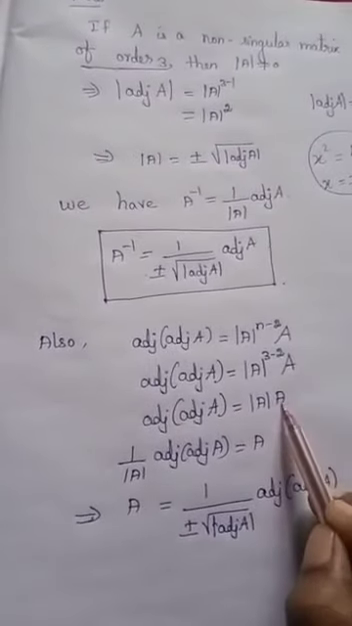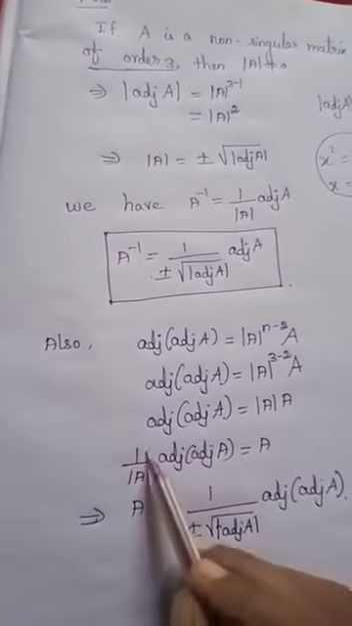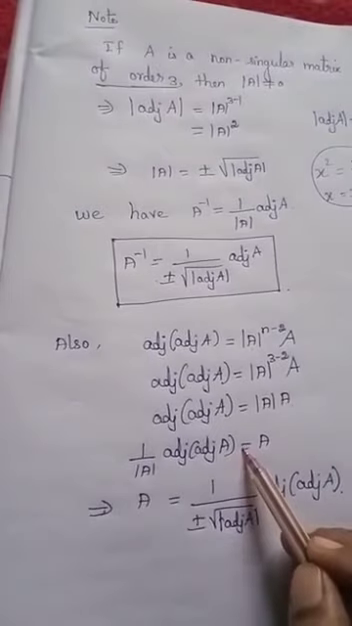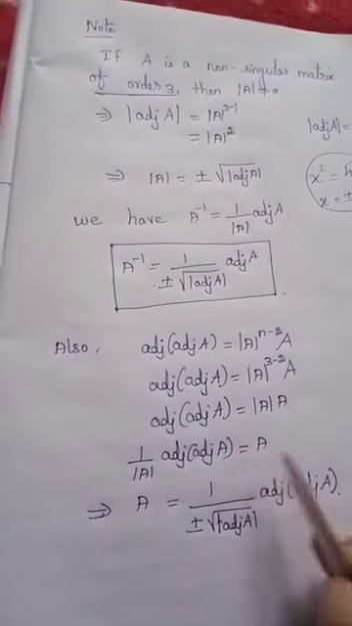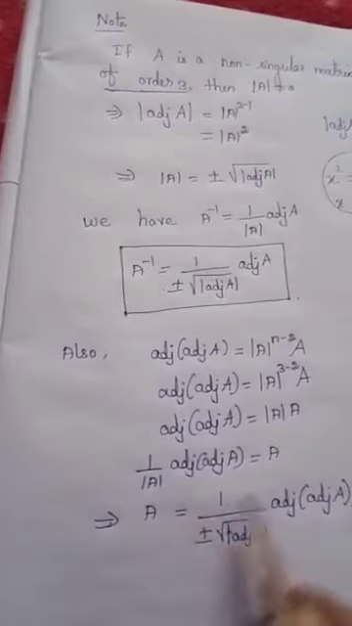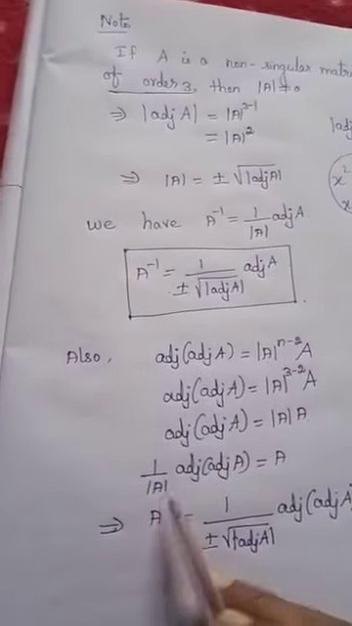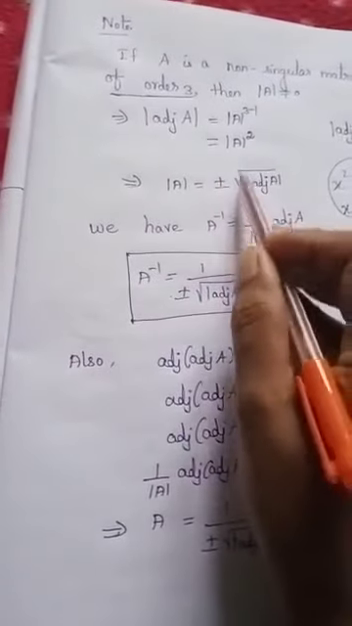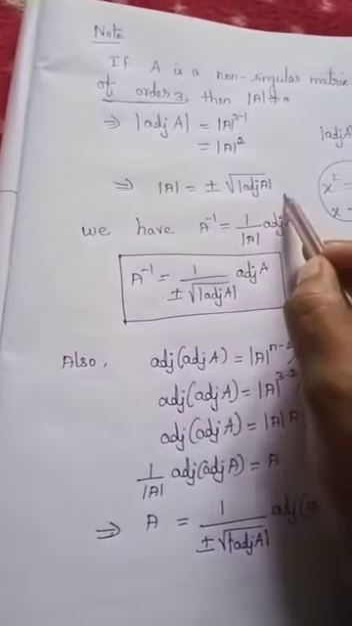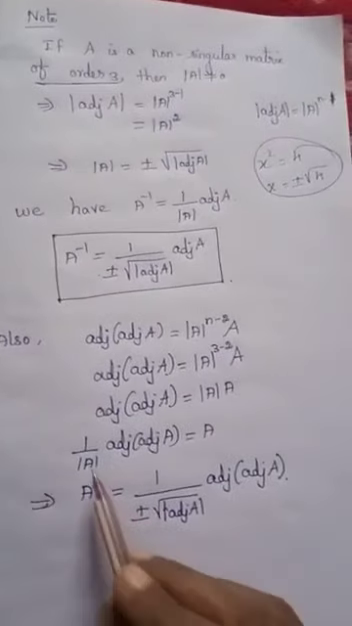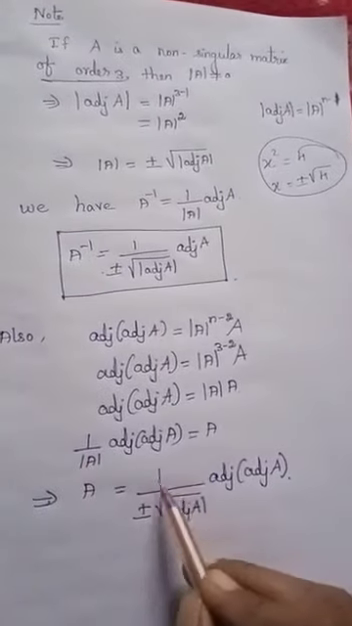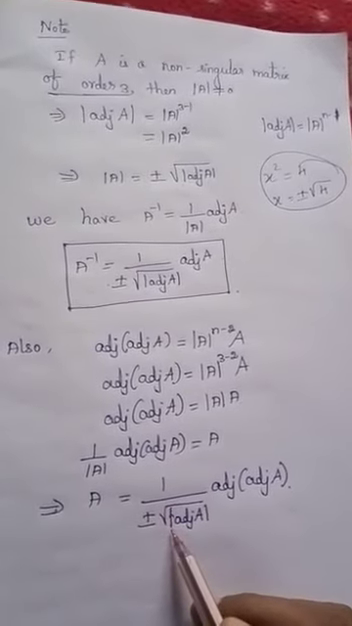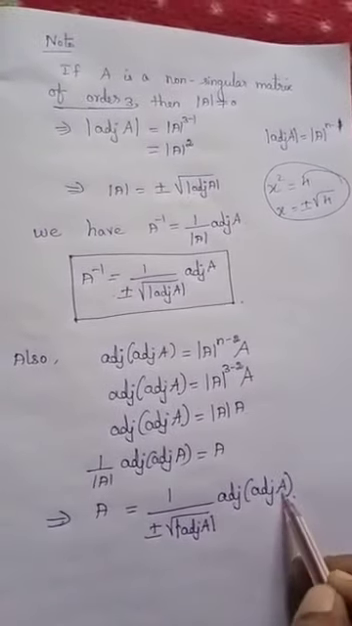From this, what is A? That is 1 by determinant A into adj of adj A. Actually, determinant A using adj A, what is that? Plus or minus square root of determinant adj A. So if we use the same thing in this, we will be getting A equal to 1 by plus or minus root of determinant adj A into adj of adj A.